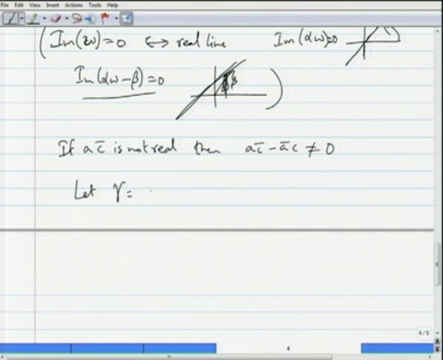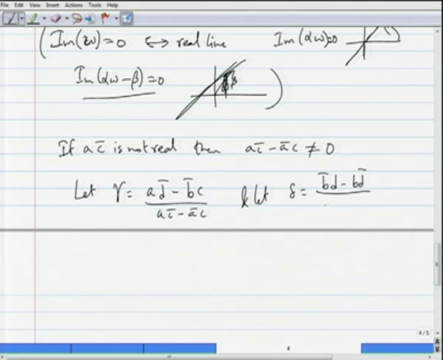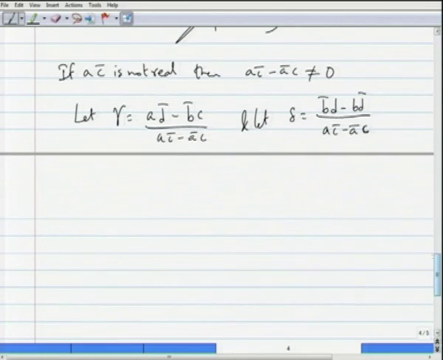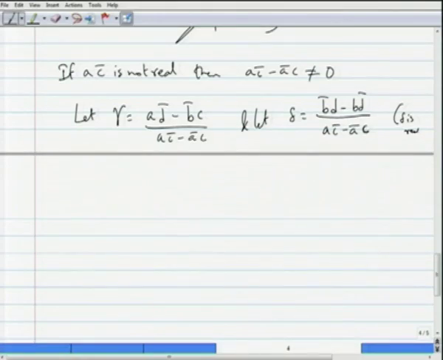So, let gamma be A d bar minus B bar c divided by A c bar minus A bar c. We can now divide by A c bar minus A bar c, and let delta be equal to B bar d minus B d bar divided by A c bar minus A bar c. Notice that delta is a real quantity, because the numerator is a purely imaginary quantity, it is 2 times the imaginary part of a certain complex number, and likewise the denominator is a purely imaginary quantity. So, the i's cancel, the 2's cancel, etcetera. So, you have a real quantity. So, delta is a real number.